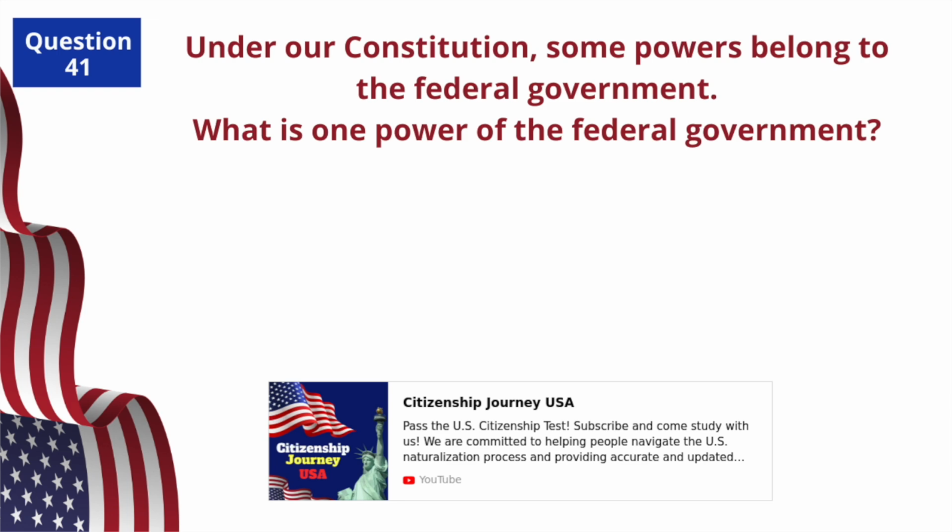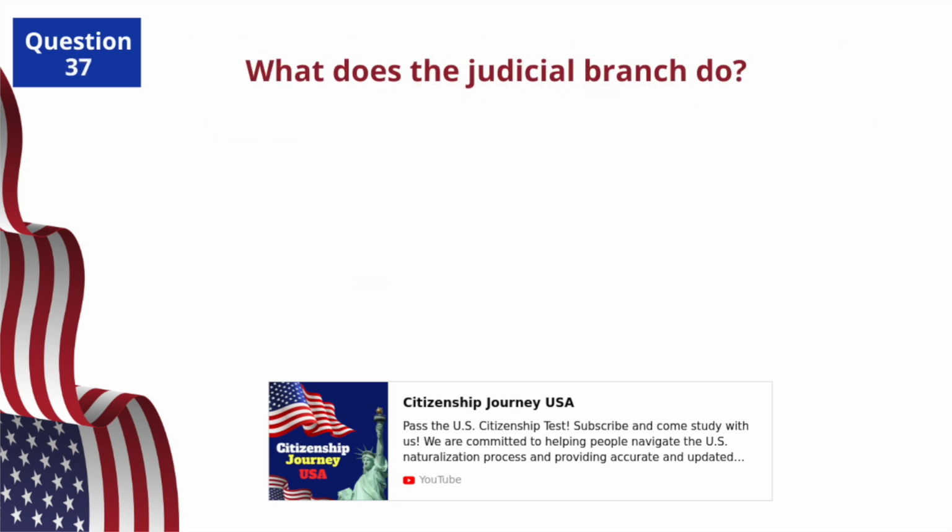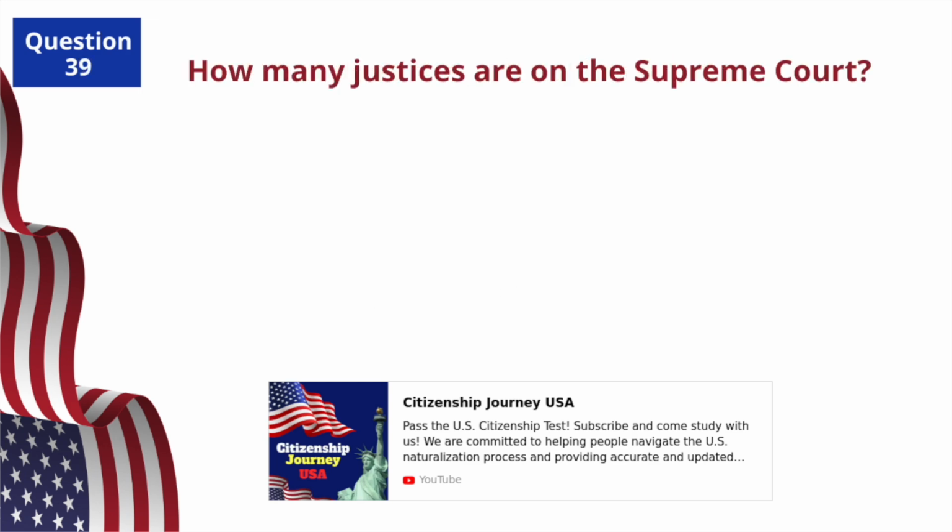Under our Constitution, some powers belong to the federal government. What is one power of the federal government? To print money. What does the judicial branch do? Reviews laws. How many justices are on the Supreme Court? 9.